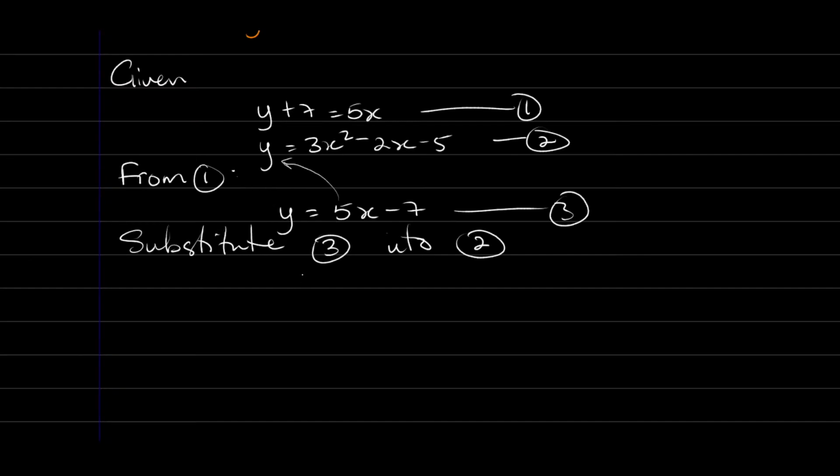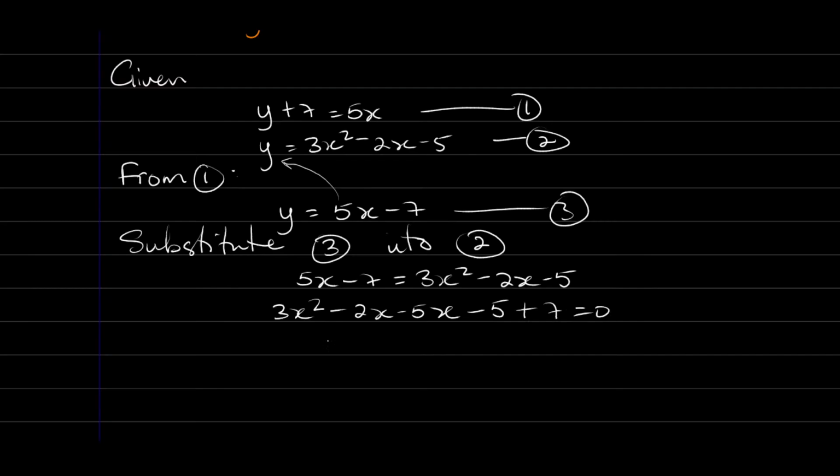So we're going to have something like 5x minus 7 equal to 3x squared minus 2x minus 5. And then we're going to simplify and solve this. So we're going to have here 3x squared minus 2x minus 5x minus 5 plus 7 equals 0. Simplifying, we get 3x squared minus 7x plus 2 equals 0. And then we can factorize this, I believe. Yes, factorizing this is possible.